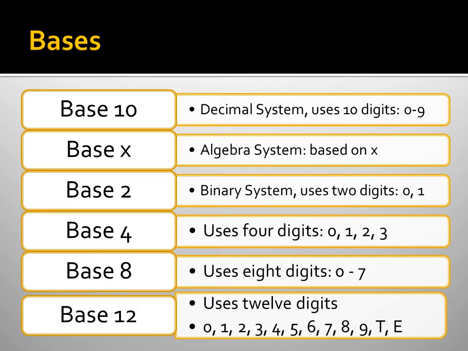We'll examine base 2, which is the binary system, and it uses two digits, 0 and 1. Base 4, which uses four digits, 0, 1, 2, and 3. Base 8, which uses 8 digits, 0 through 7. And base 12, which uses 12 digits, 0, 1, 2, 3, 4, 5, 6, 7, 8, 9. And because this is in base 12 and we don't have numbers for 10 and 11 in base 12, we use the capital letter T for 10 and the capital letter E for 11.